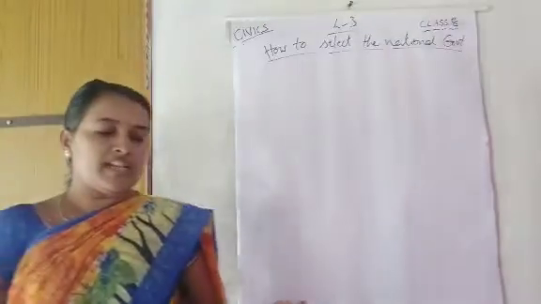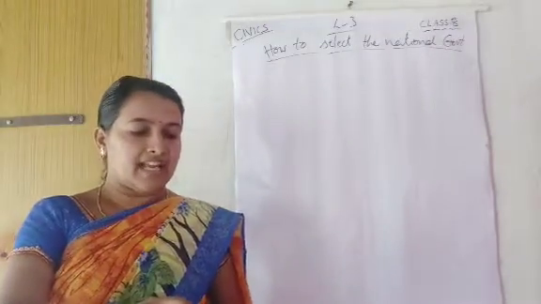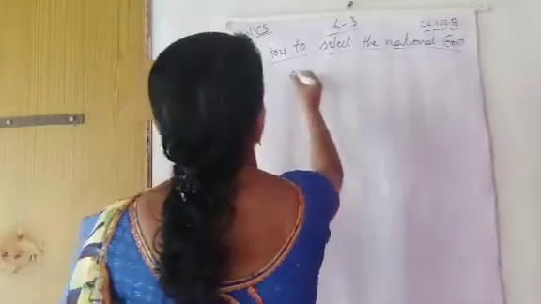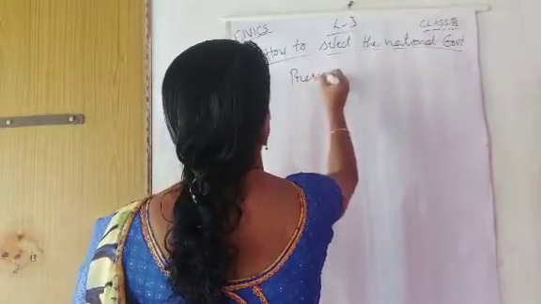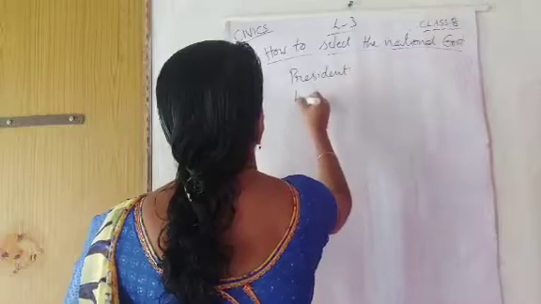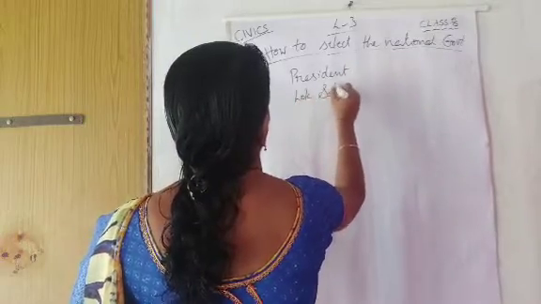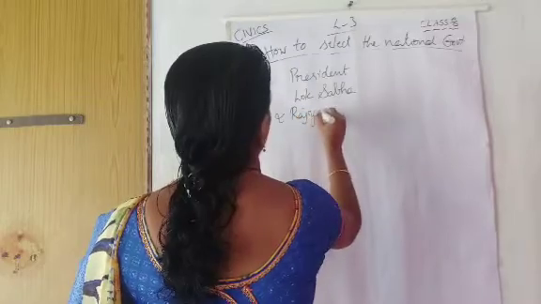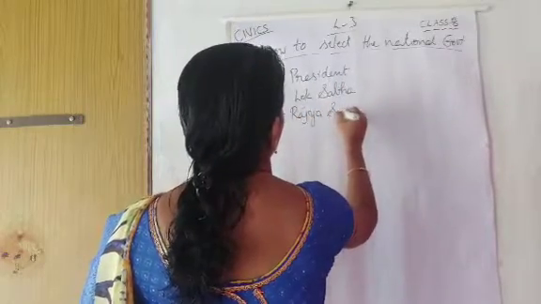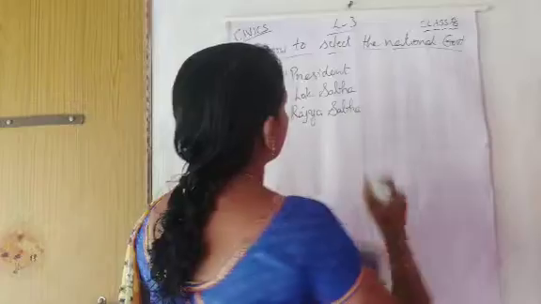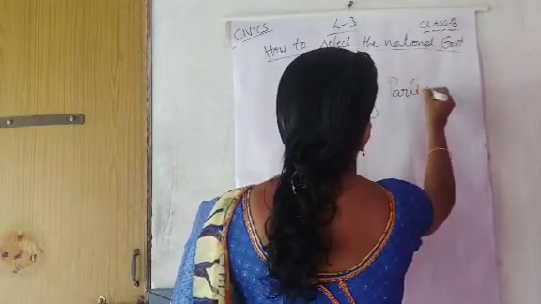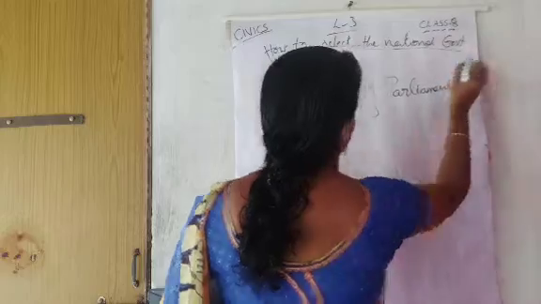The parliament in India consists of the president, the Rajya Sabha and Lok Sabha. Here parliament means president, Lok Sabha and Rajya Sabha. So these three together make up the parliament.